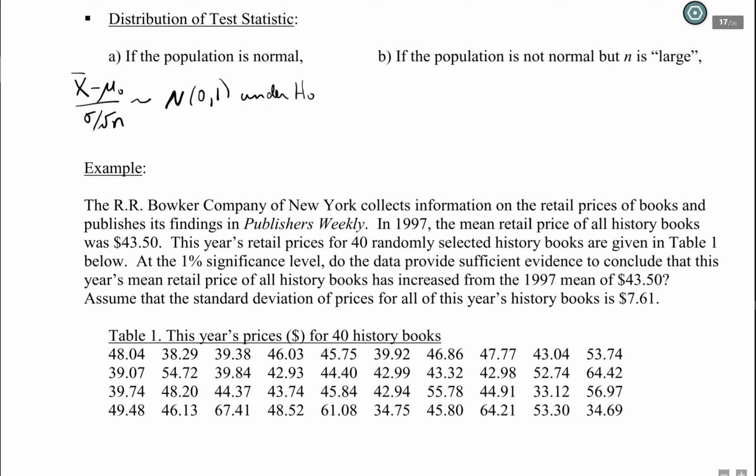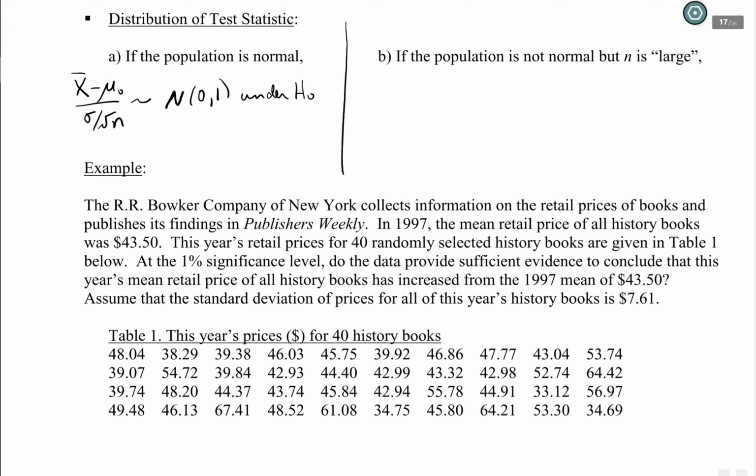And this follows from a theorem that we have seen before that said if the population you're sampling from is normal, then x bar is also normal. And what we've done here is we have standardized x bar, assuming the null hypothesis is true. That's what I mean when I say under H naught. And so x bar standardized under the null follows a standard normal distribution.